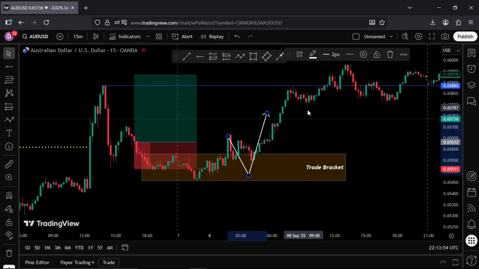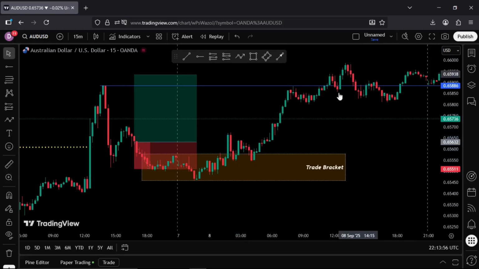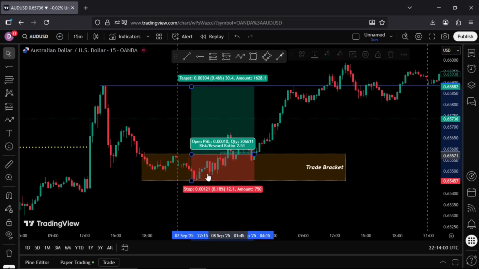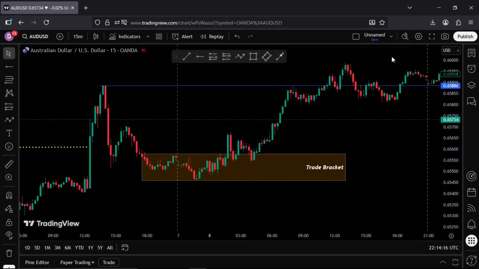All right, so let me explain this. Let me wrap it up now. Like I said, our trade bracket gives us 2 things. It gives us our entry, so we want to enter on this top line. Let me get rid of this measure, because I already measured this, and we confirmed that this is at least a 1 to 2. So let me go ahead and delete that.